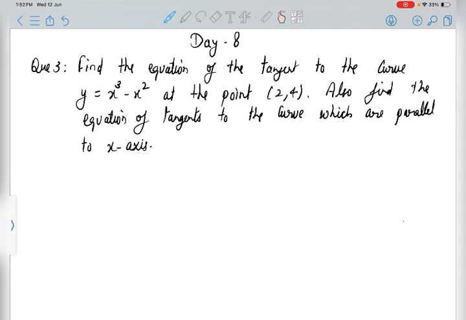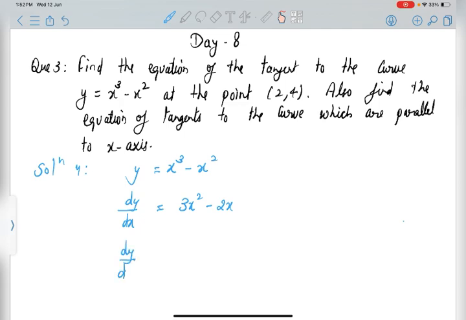सबसे पहले इक्वेशन ऑफ टेंजेंट के लिए स्लोप ऑफ टेंजेंट पे चले जाते हैं. Okay, so dy by dx, first step. So dy by dx equals 3x square minus 2x, and we have to find the slope of the tangent at point (2, 4). So 3 into 2 square minus 2 into 2, 12 minus 4 means 8. Okay, so the slope of the tangent is 8.